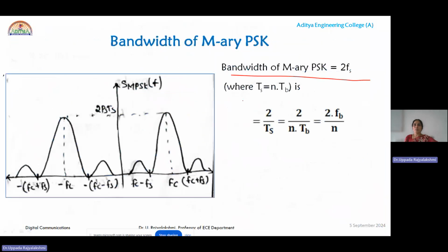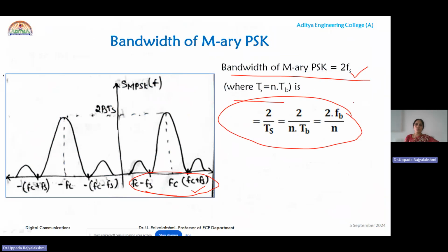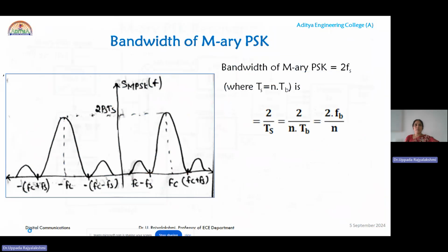Similarly, the bandwidth of M-ary PSK is 2 f_S. So that is 2 by T_S, where T_S is n into T_B. So 2 f_B by n is the bandwidth of M-ary PSK. This is the general expression. Even in the figure also you can see that the bandwidth is the upper cutoff, that is f_C plus f_S, minus f_C minus f_S. So then our f_C gets cancelled, so you will get 2 f_S. Upon substitution of T_S as n T_B, you will get the bandwidth as 2 f_B by n.